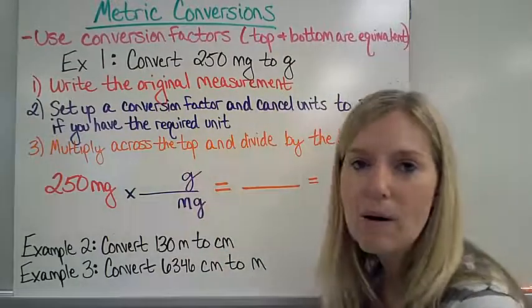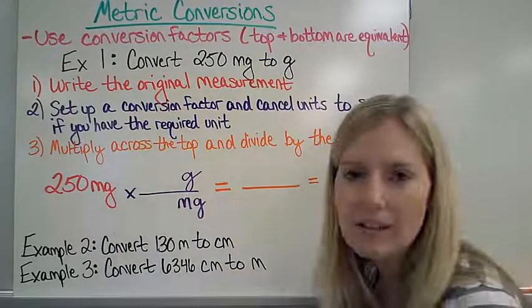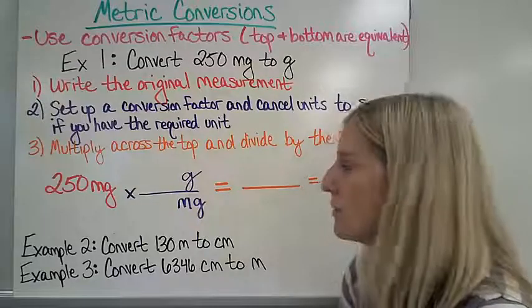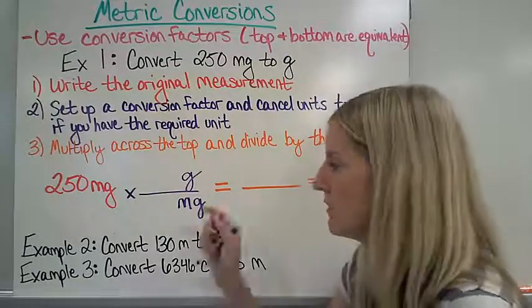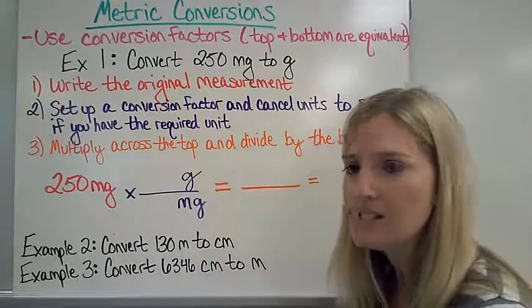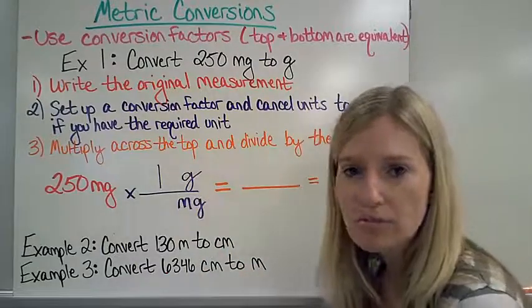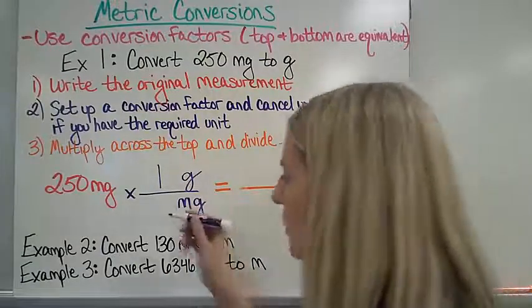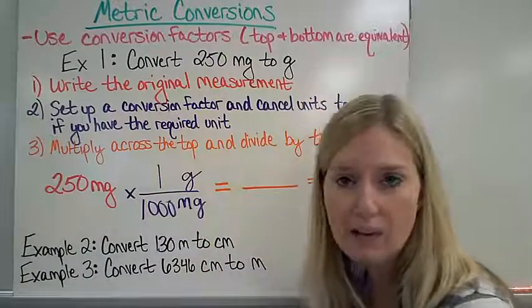Now I have to think about what numbers go in front of these units. So I have to think about how I can make these equal. So the easiest thing to do is to think about which one is larger, a gram or a milligram. A gram is larger, so that means in 1 gram, I will have a certain number of milligrams, and that number is 1,000. I know that from the chart that I had on the previous slide.